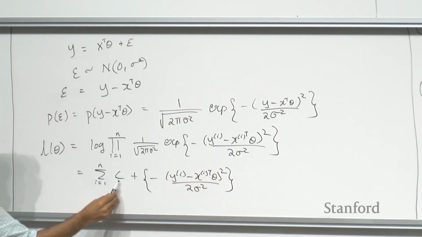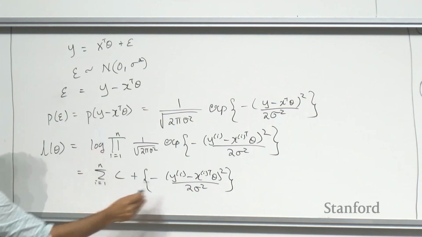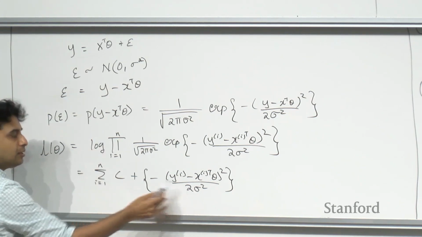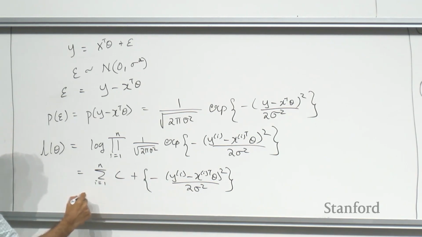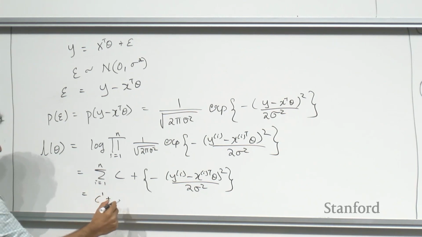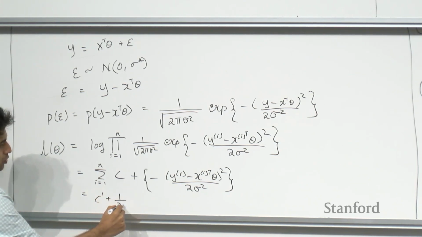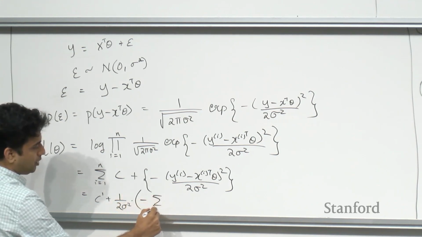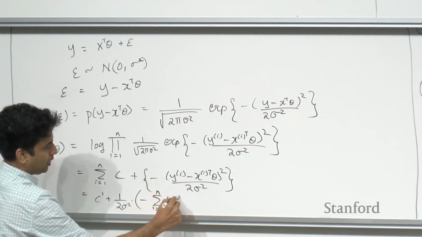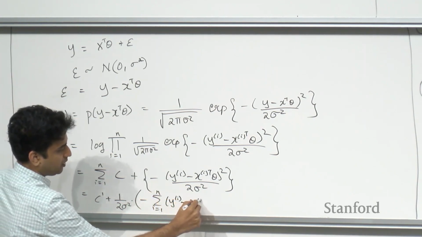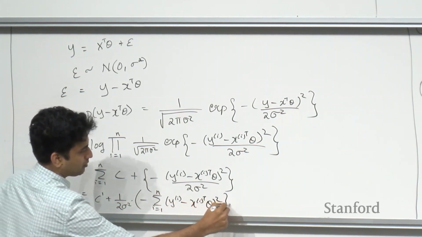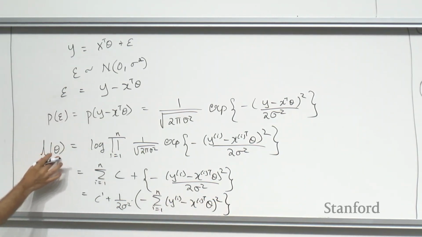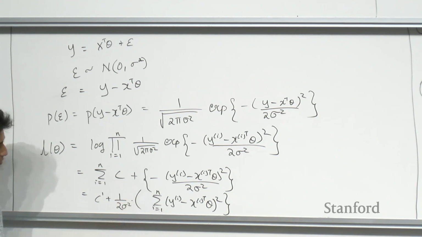So we have some arbitrary constant that is common for all examples, and another arbitrary scaling constant that is common for all examples. So instead we can now write this as some other constant, say c prime, plus 1 over 2 sigma square times the negative sum over i equals 1 to n of (yi minus xi transpose theta) square. And now if you want to maximize the likelihood objective, so let me take the negative sign out over here.